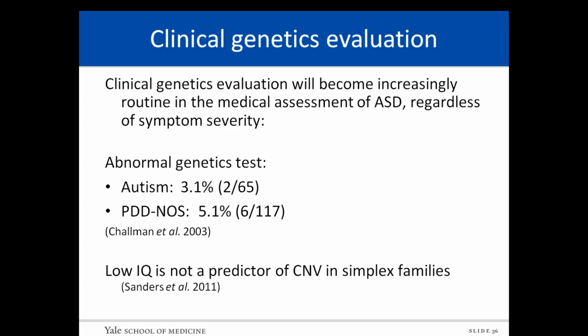So this group published a paper in 2003 trying to address this question and looked at patients with autism and patients with a milder form called PDD-NOS, and looked to see the rate of an abnormal genetics test. Even though the numbers are on the small side, they found that the rates are pretty comparable. And one of the CNV studies found that low IQ is actually not a predictor of the presence of a copy number variant, in at least simplex families. The bottom line being that everyone on the spectrum really does deserve some clinical genetics testing, and not just those on the severe end of the spectrum with dysmorphisms.